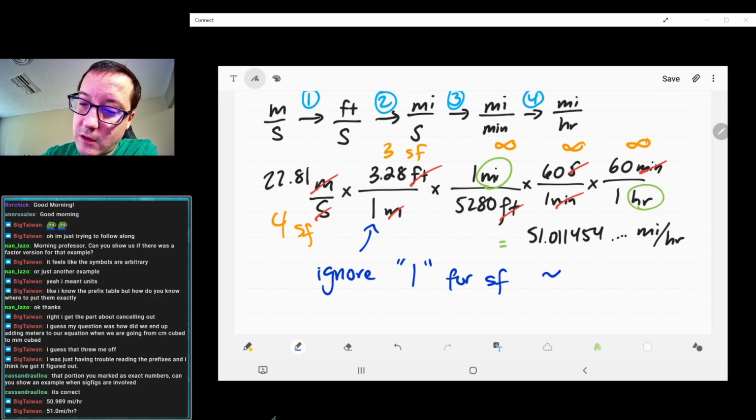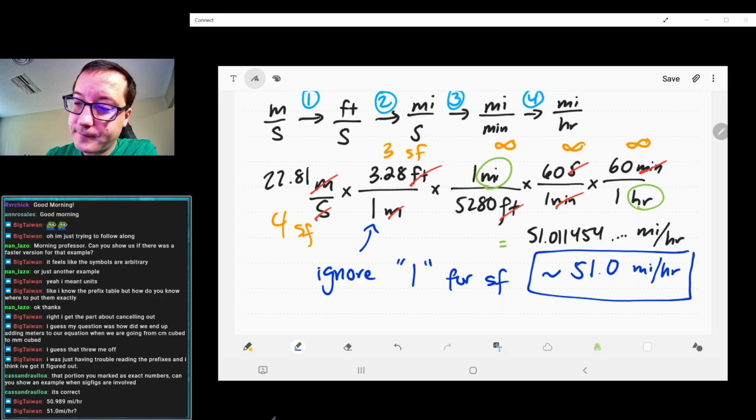And so we're going to need to round this to 51.0 miles per hour. Hooray. So that is how we would do this. Right now it's taking time. That's okay. It's an important skill to have. And so I would definitely recommend doing it methodically like this rather than just plugging it in and saying, hey, Google, convert meters per second to miles per hour, or using an app to do it.